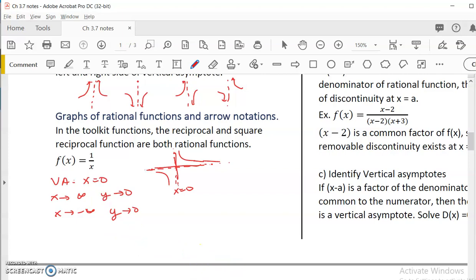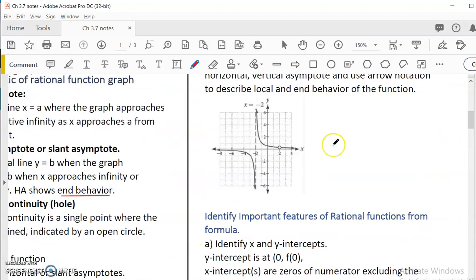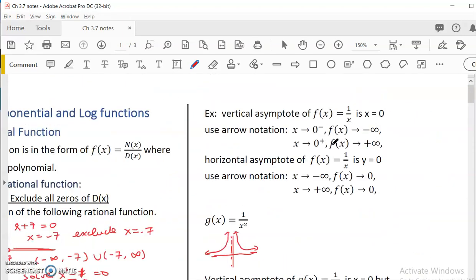So we call this kind of notation the arrow notation, and we have used it before in polynomials when we looked at end behavior. So we'll do the same here. When x approaches infinity, f of x approaches 0. When x approaches positive infinity, f of x approaches 0. But we also use arrow notation to describe vertical asymptotes.